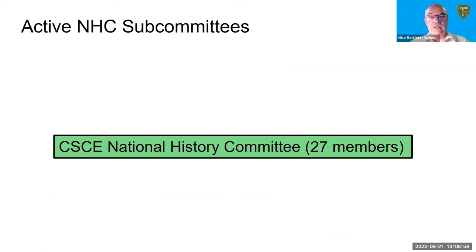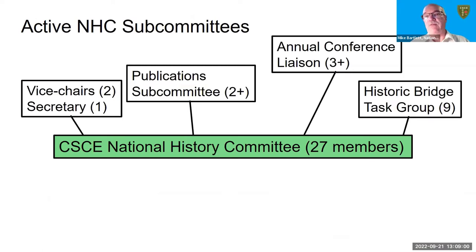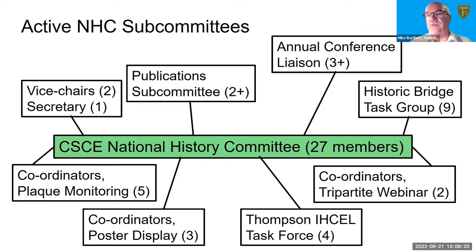So the committee currently has about 27 members, and all are very active. You can see we've got some vice chairs, we've got a publication subcommittee that kicks in before the annual conference to review papers for the annual conference. We do things like commemorate historic sites at the annual conference.